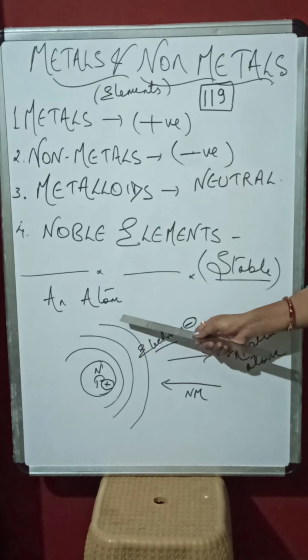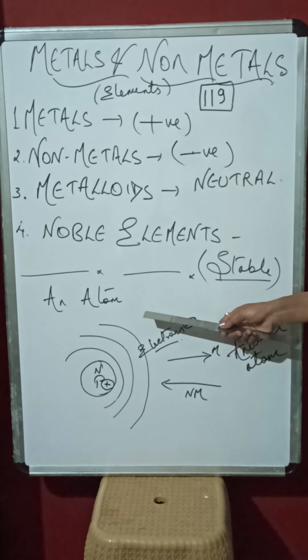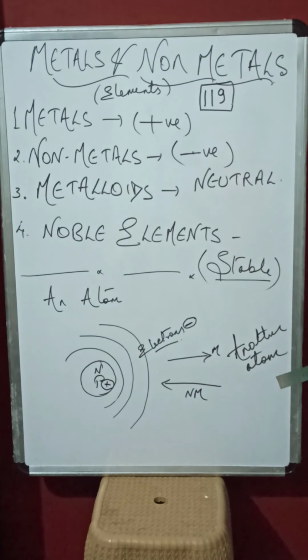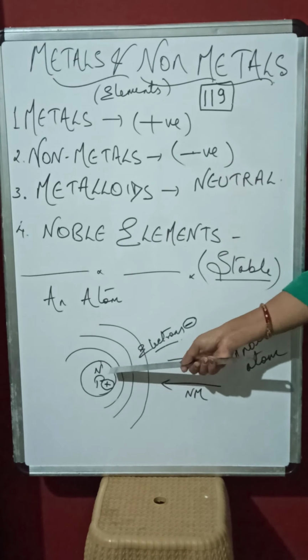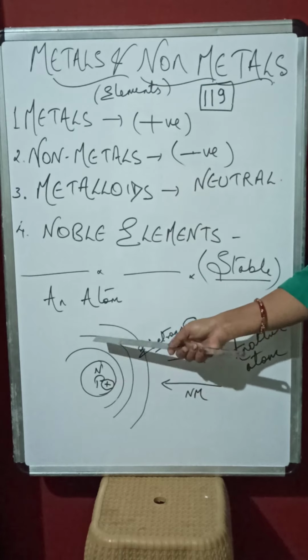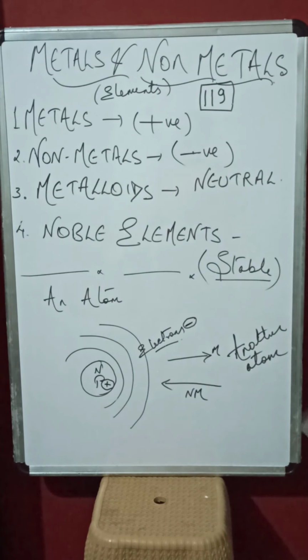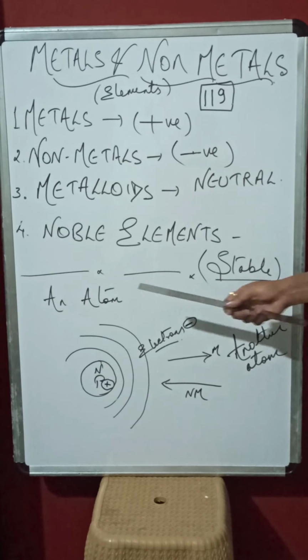Now, some of the elements have such kind of atoms which change their behavior according to the situation. Sometimes they are ready to give away electrons and attain a positive charge, but at some other time they can take electrons and attain a negative charge. Such kind of elements are known as metalloids. They remain neutral. They behave sometimes like metals and sometimes like non-metals.